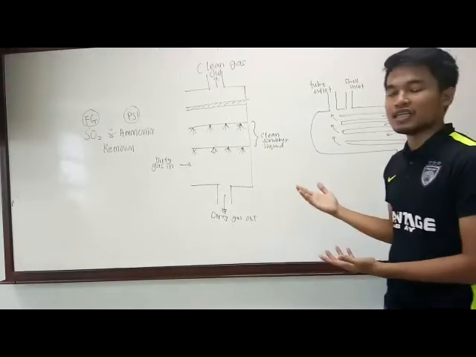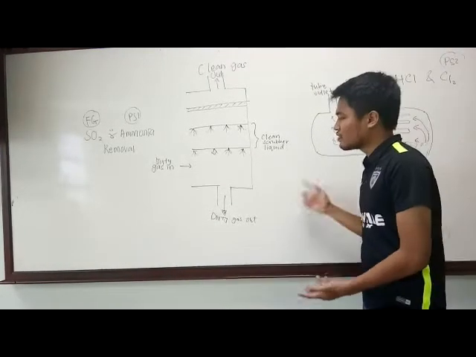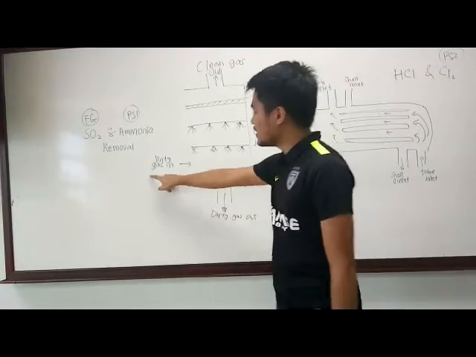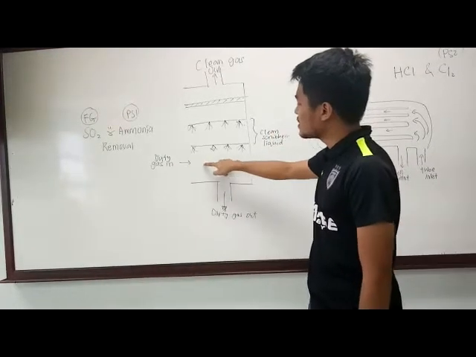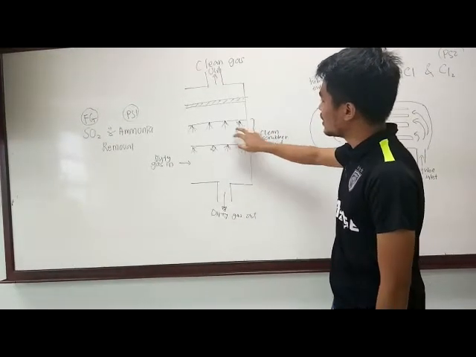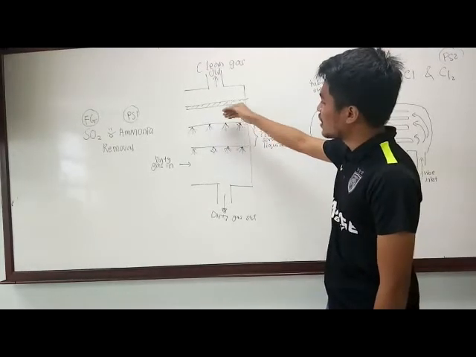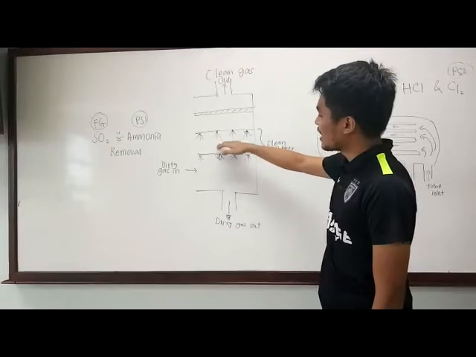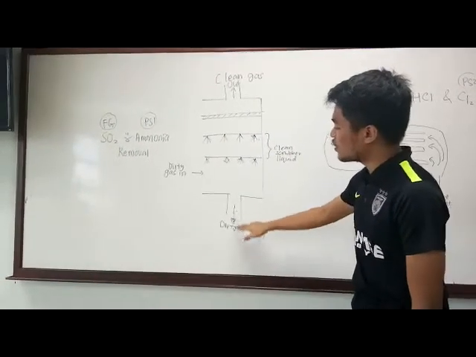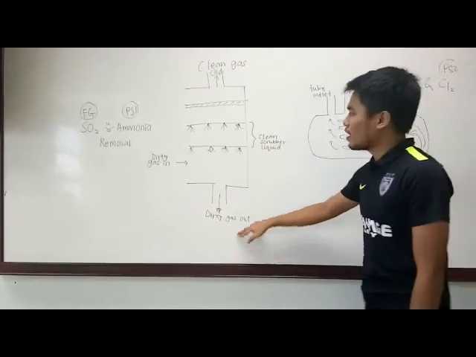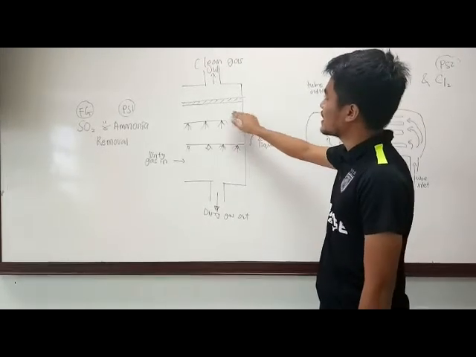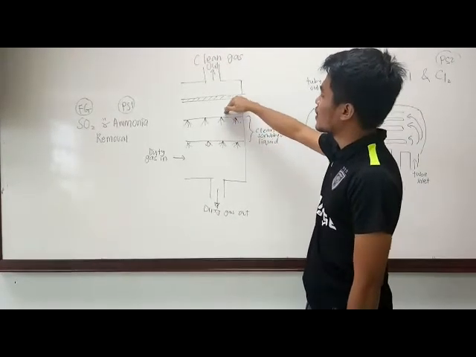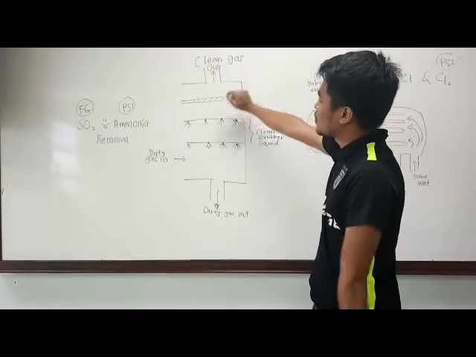So how does the spray tower work? First of all, dirty gas in. When dirty gas enters, it meets the water, the spray tower will produce water, and the dirty gas will flow out at the bottom, while the clean gas will be taken out from the top of the spray tower.